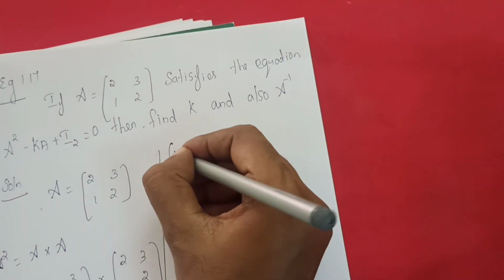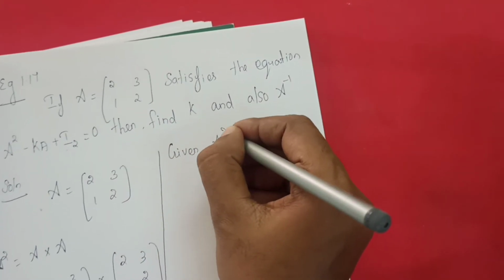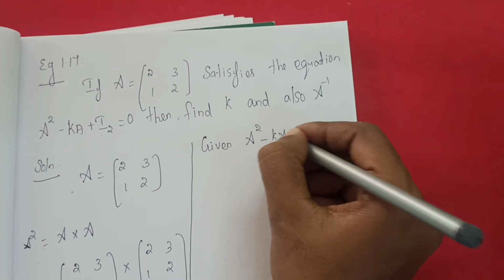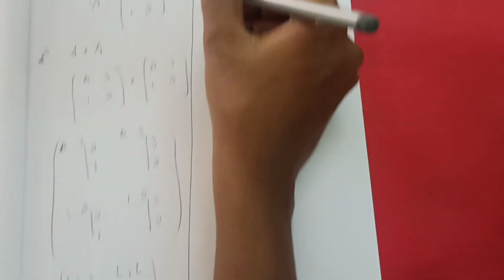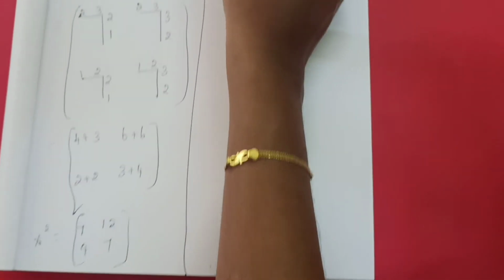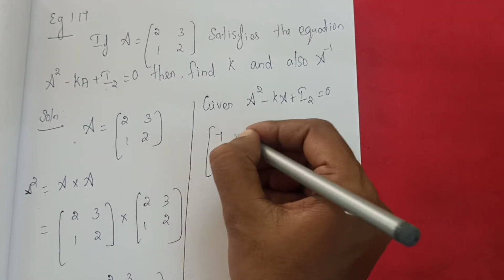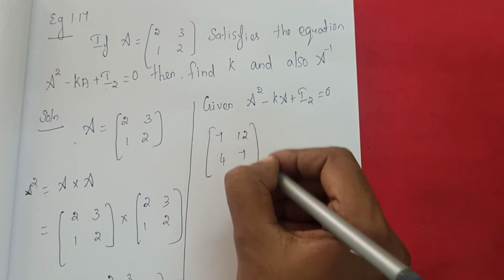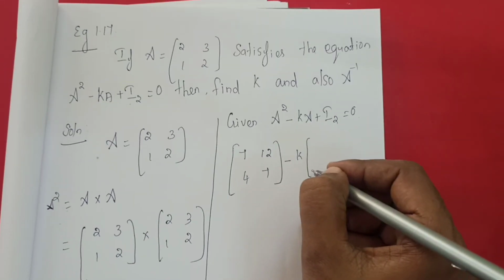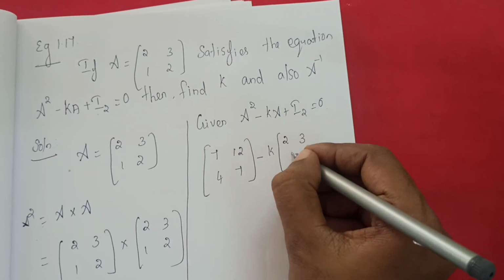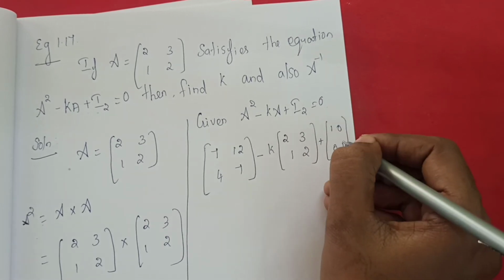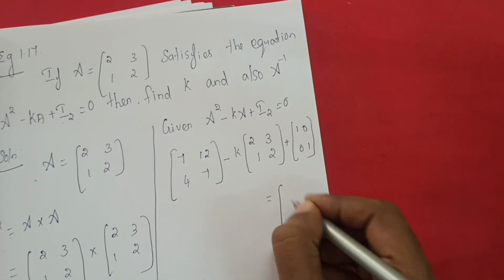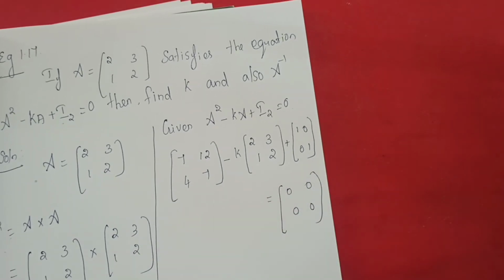Now, one equation is given: A square minus KA plus I2 is equal to 0. We are going to write the values here. The value of A square we have found is 7, 12, 4, 7. We substitute here: 7, 12, 4, 7 minus K into the given A matrix 2, 3, 1, 2, plus I2 value 1, 0, 0, 1, is equal to 0. Like that you need to equate, that is 0, 0, 0, 0, the null matrix.